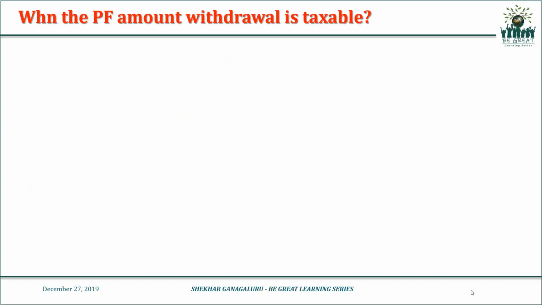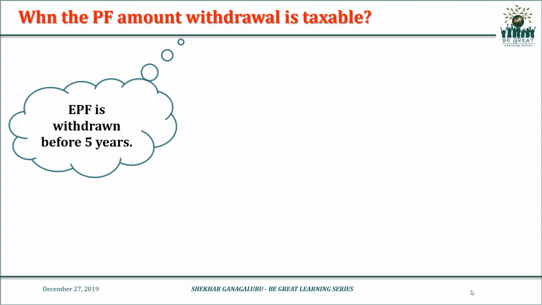When is the PF amount withdrawal taxable? The PF amount is taxable when EPF is withdrawn before 5 years. If an employee withdraws his EPF before completing 5 years of continuous service, TDS will be applicable. In calculating 5 years of service, the employee's tenure with the previous employer is also included.